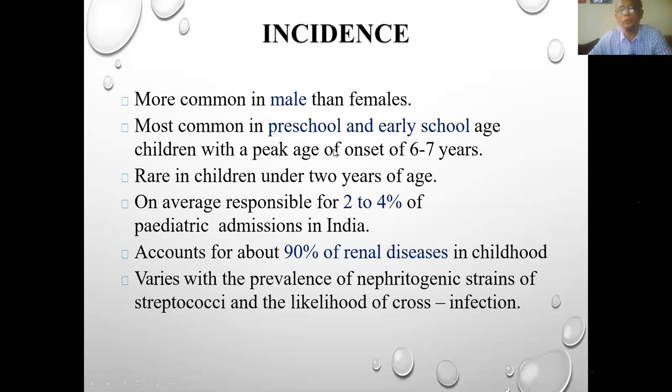And the incidence is more common in males, most common, as I have already mentioned, in the early school age group, that is the preschool age group, with a peak incidence of 6 to 7 years. Rare in children under 2 years of age, it is overall responsible for 2 to 4% of pediatric admissions in the hospital. It accounts for about 90% of the renal disease in childhood. Prevalence varies by the nephritogenic strain of streptococci and the likelihood of cross infection.